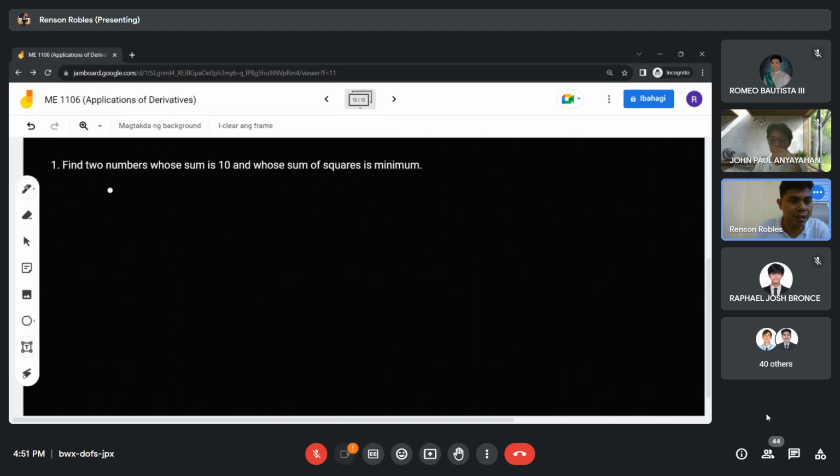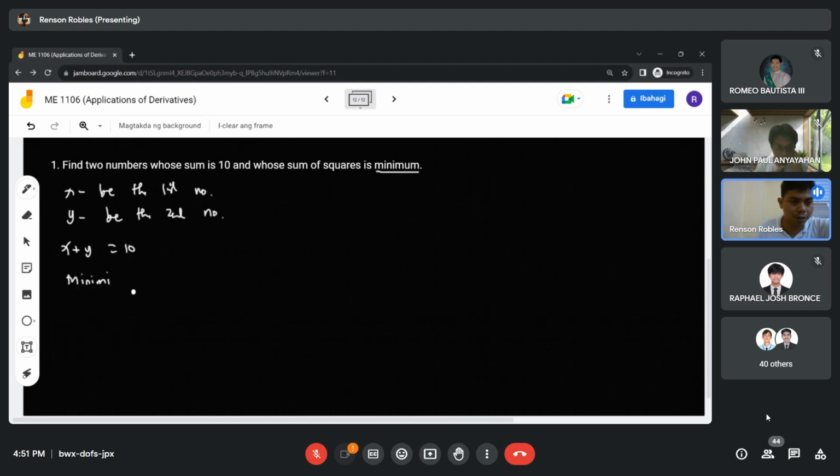Okay, so we let x be the first number and y be the second number, such that when you add these two, x plus y equals 10. This is the relationship of x and y. Now we look for the working equation. The working equation is obtained by identifying what is minimum.